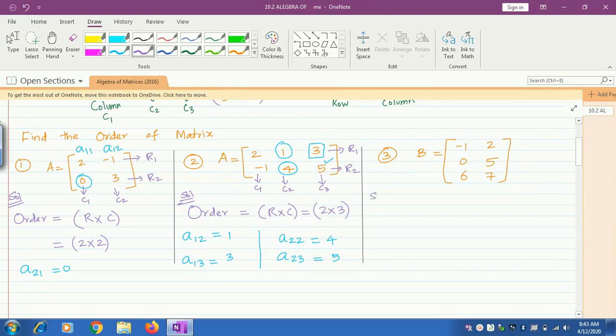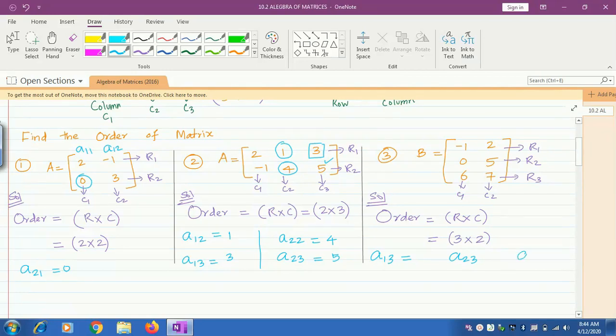Now what about here? Here we have R1, R2, and R3, and C1, C2. So the order can be written as the number of rows cross number of columns. What is the number of rows? Here 3, and here it is 2. So if you want to calculate the element of the matrix, what is the element? A13 and 2, 3. And what about A12?